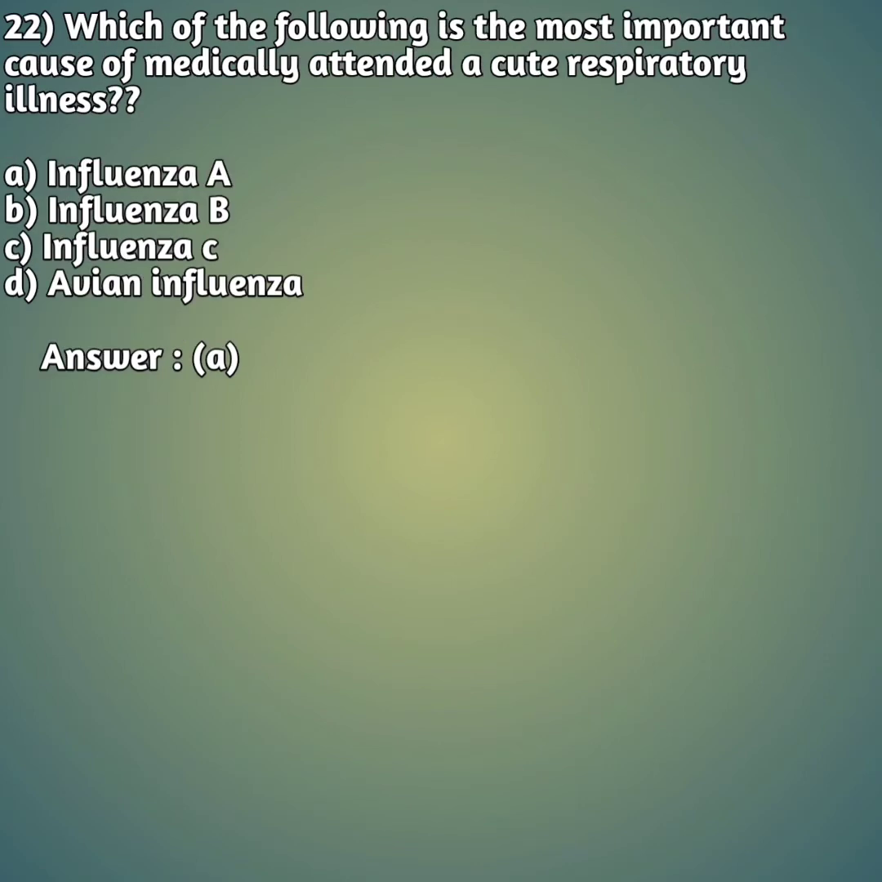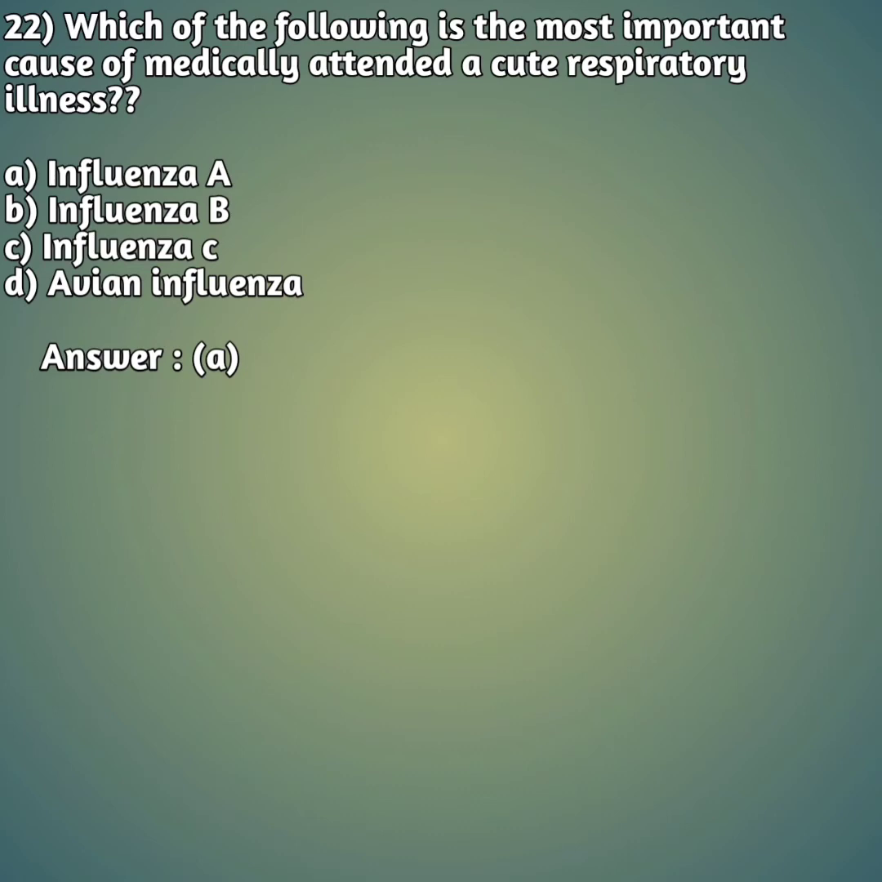Moving on to our 22nd question, which of the following is the most important cause of medically attended acute respiratory illness? Option A influenza A, option B influenza B, option C influenza C and option D avian influenza. So your right answer is answer A, that is influenza A, which causes medically attended acute respiratory illness.